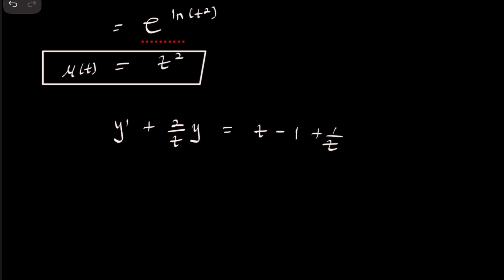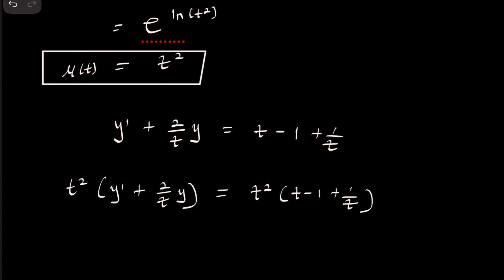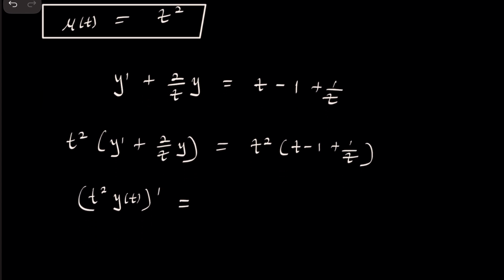Our next step is to multiply through the given differential equation by the integrating factor mu of t, and so we are going to have t squared then y prime plus 2 on t y is equal to t squared times t minus 1 plus 1 on t. So the left hand side will always be giving us mu of t, which is t squared, times y of t, all differentiated with respect to t. Now let's simplify the right hand side. So t squared times t will be t cubed, minus 1 times t squared will be minus t squared, and the last term is going to be t.